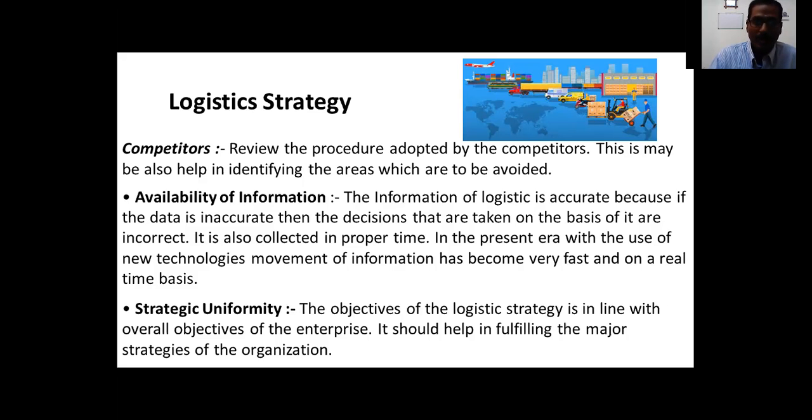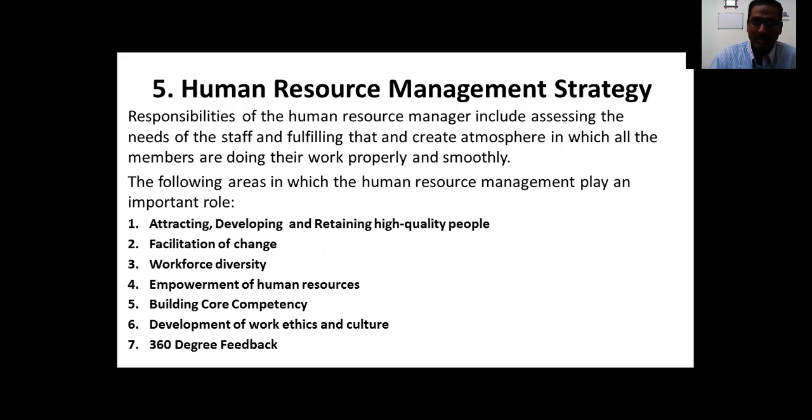So that's all for this logistic strategy. In the next class we will be discussing the last topic, which is human resource management strategy. We are going to discuss human resource strategy in seven aspects: attracting, developing, and retaining high quality people, facilitation of change, workforce diversity, empowerment of human resources, building core competency, development of work ethics and culture, and 360-degree feedback.